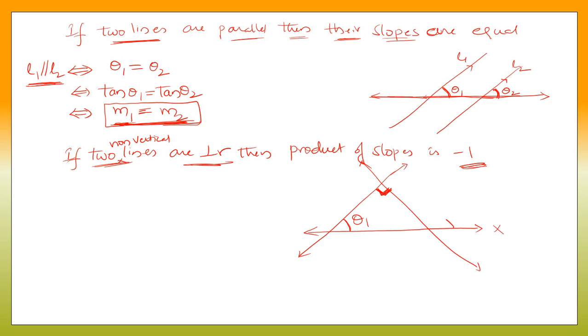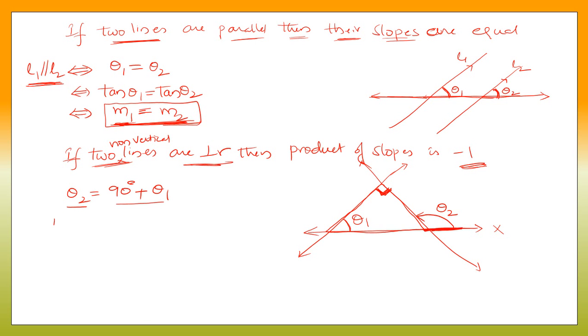If you want to take inclination, what should we take? We should take it from the positive side of the x-axis only. That means this angle is some theta 2. Now if you observe this figure, this is nothing but a triangle, and in this triangle this is the exterior angle. We know the property that the exterior angle is equal to the sum of the opposite two interior angles. So theta 2 is equal to 90 plus theta 1.